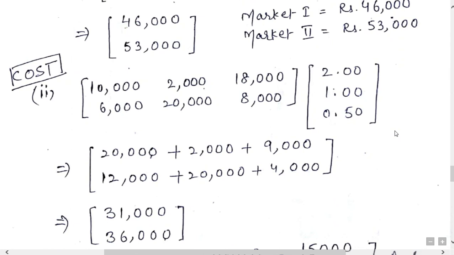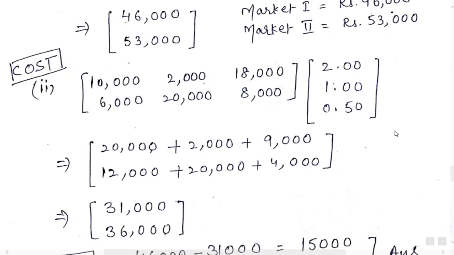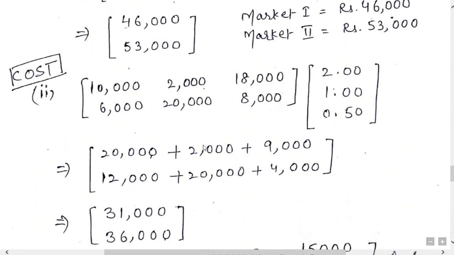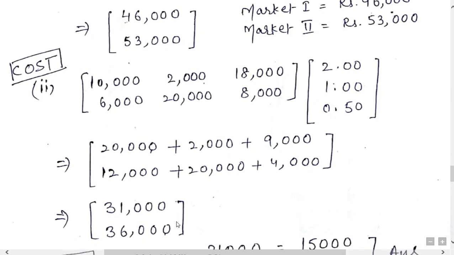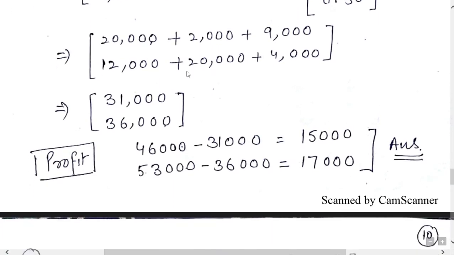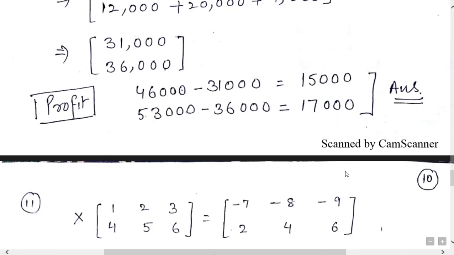And in second part you have to calculate the profit and cost is given to you. Multiply these values, you will get the cost. Revenue is already with you, it's 46,000 and 53,000. Subtract these values from the revenue. Revenue minus cost, you will get the profit. It's 15,000 and 17,000.